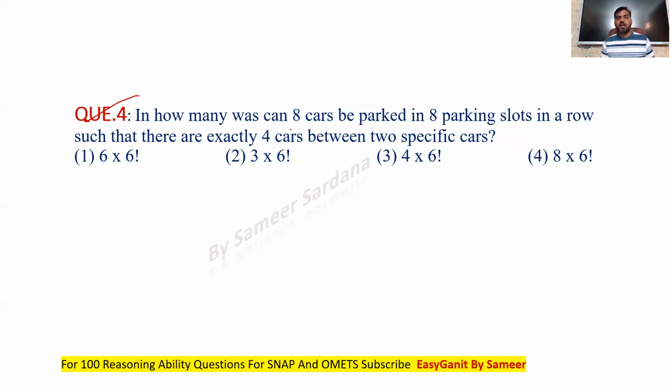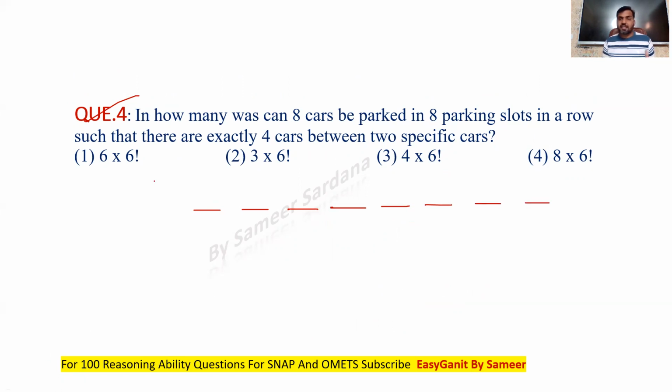Look at question number 4. In how many ways can 8 cars be parked in 8 parking slots in a row such that there are exactly 4 cars between 2 specific cars? I have 8 parking slots: 1, 2, 3, 4, 5, 6, 7, 8.